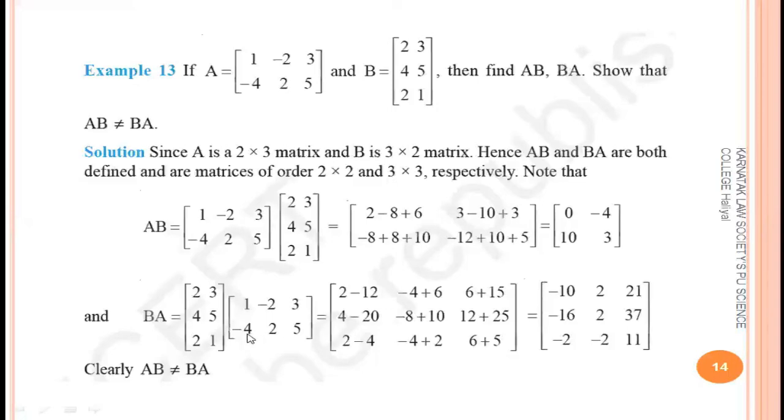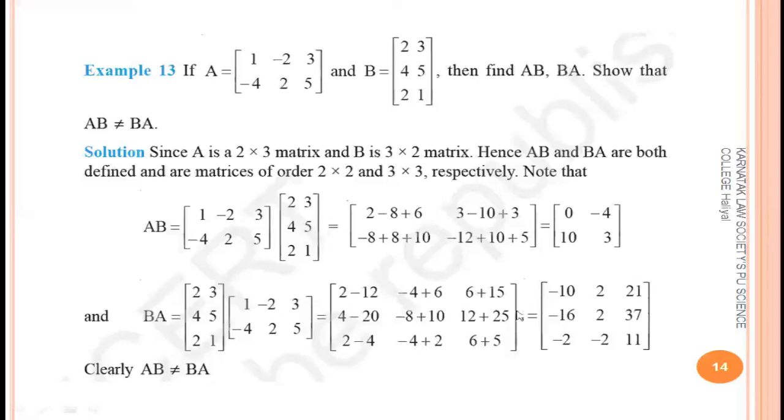Next, first row into first column. 2 3 and 1 4. We need to multiply this. 2 1s are 2, minus 4 3s are 12. First row into first column. Next, first row into second column. 2 into 2, 4, minus 4 because minus 2 is there, and 3 2s are 6. Next, first row into third column. 2 3s are 6 plus 5 3s are 15.